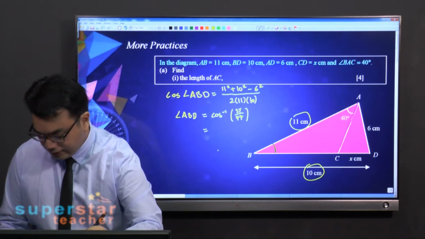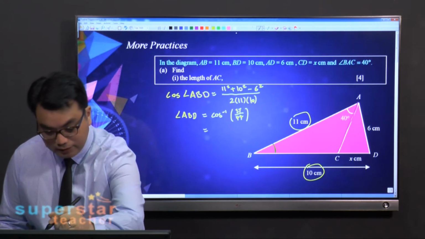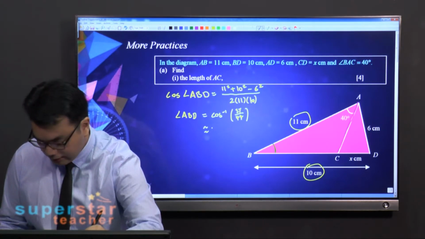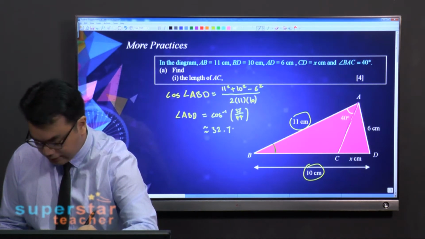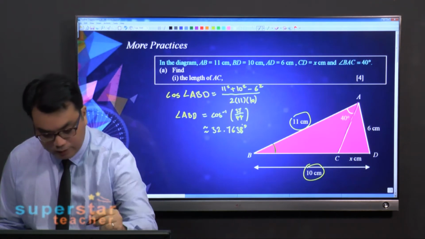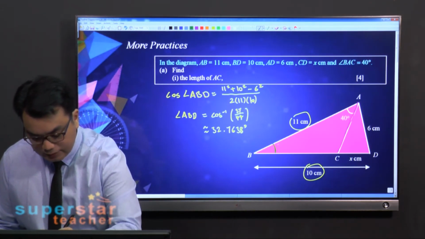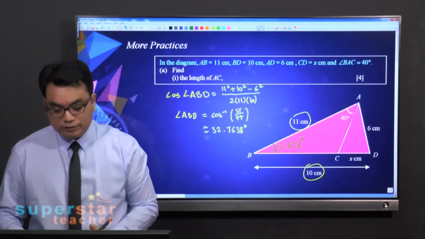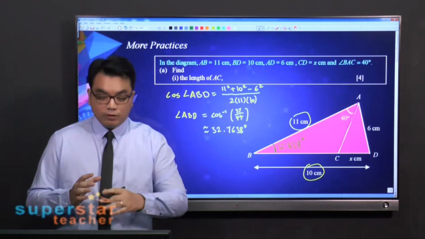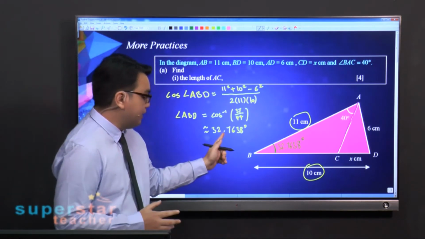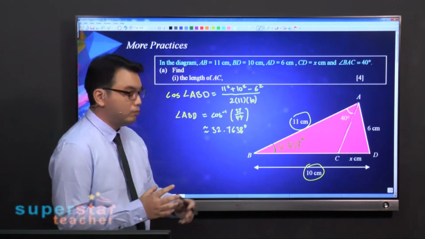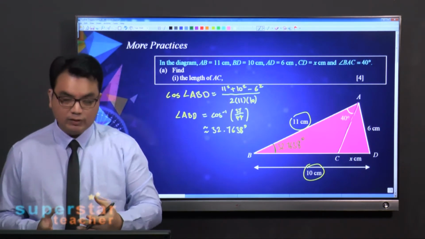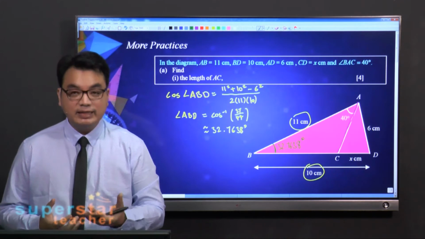So this is approximately 32.7638 degrees. Now we are not rounding off to 3SF yet, because we need to round off to more than 3SF since this is not yet the final answer. So you can round off to, let's say, 5 or for this case 6SF.